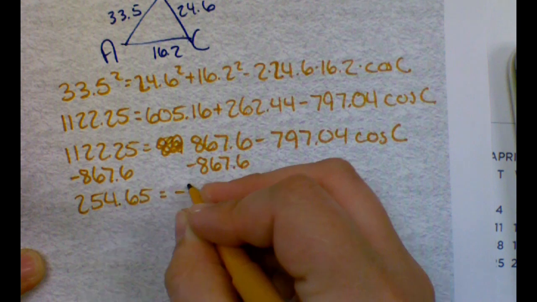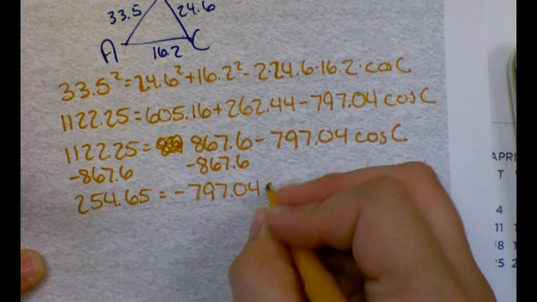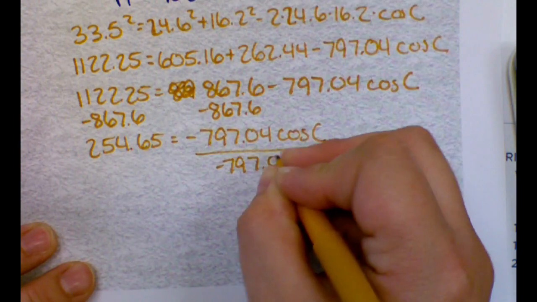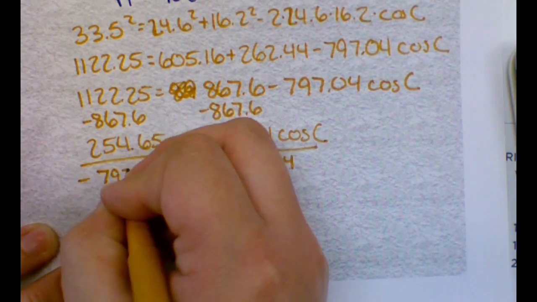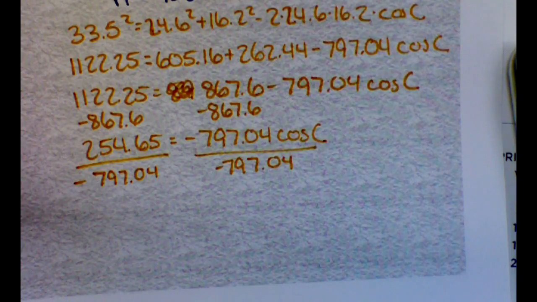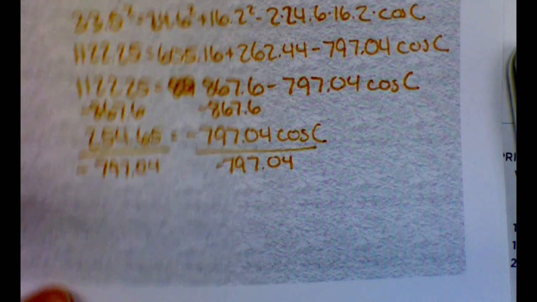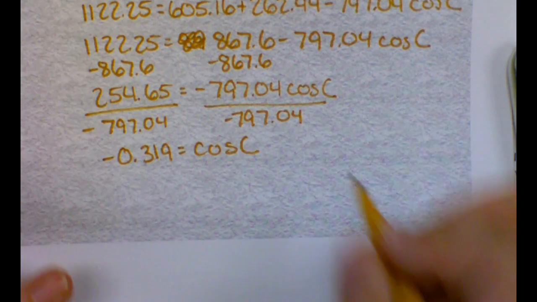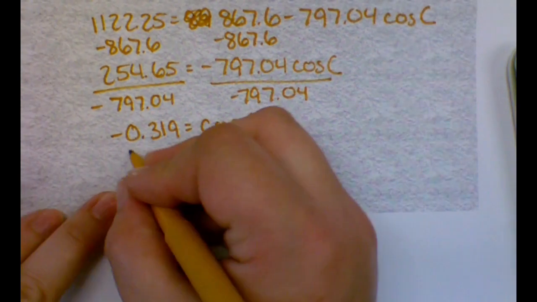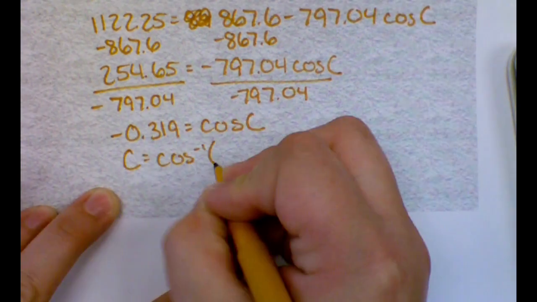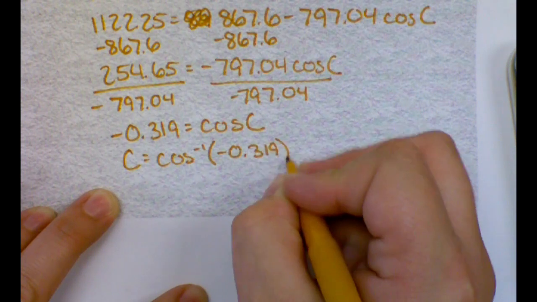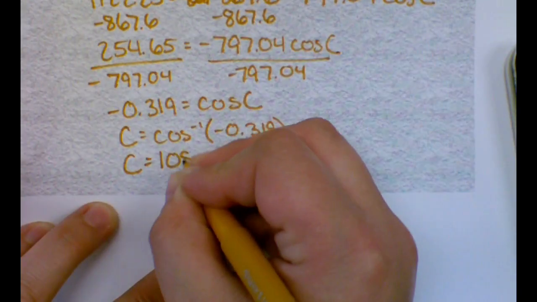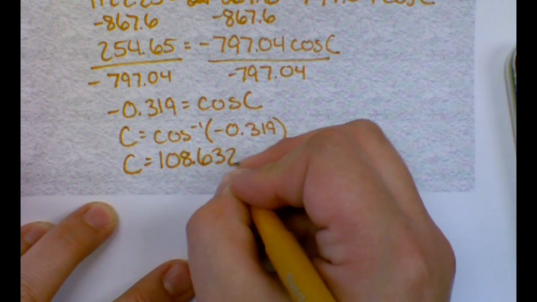254.65 equals negative 797.04 cosine of C. Divide by negative 797.04. Negative 0.319 is equal to the cosine of C. So angle C is the cosine inverse of negative 0.319, which is approximately 108.632 degrees.